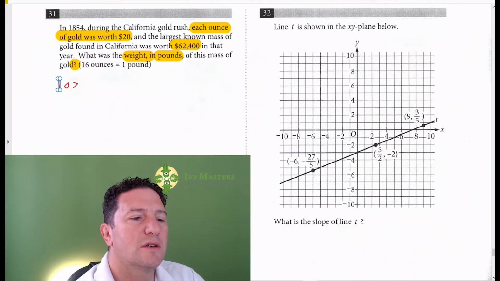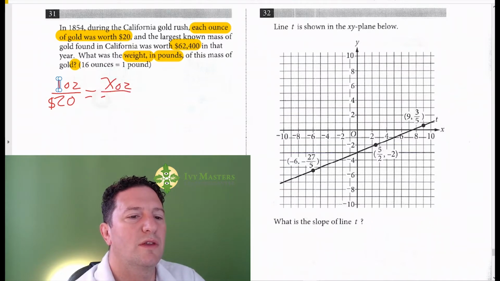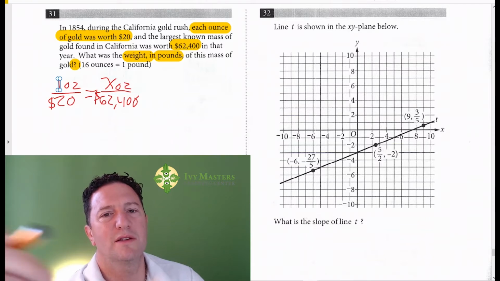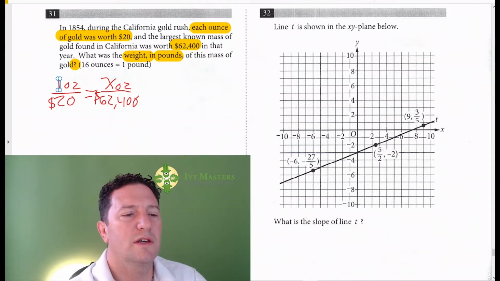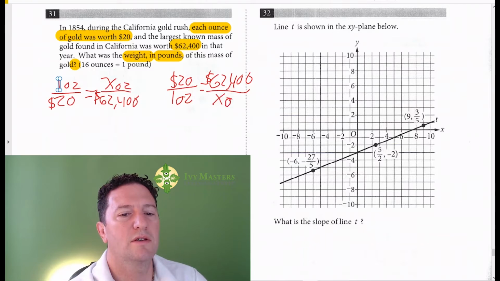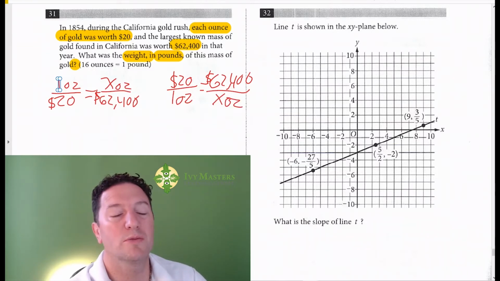1 ounce is worth $20. The question is, how many, we'll say X ounces, is worth $62,400. That's one way to set it up, and perhaps the preferred way. How else could you set it up? You could flip this: $20 per ounce equals $62,400 for X ounces. Either way, we're cross-multiplying and setting equal.